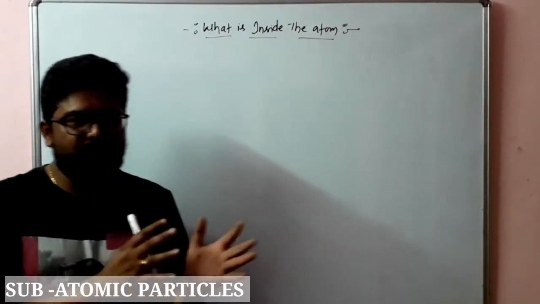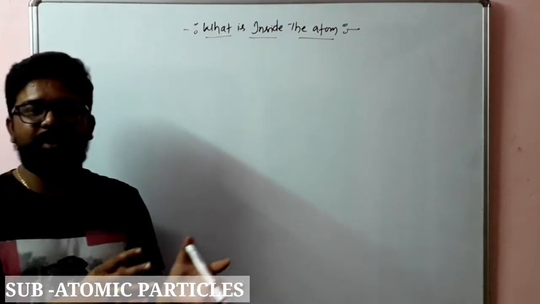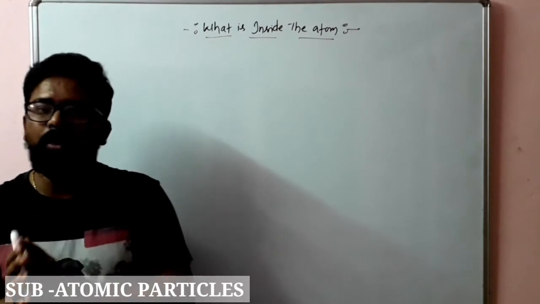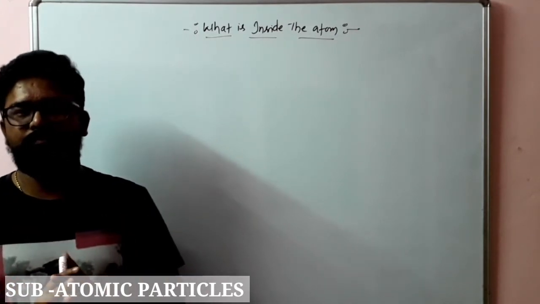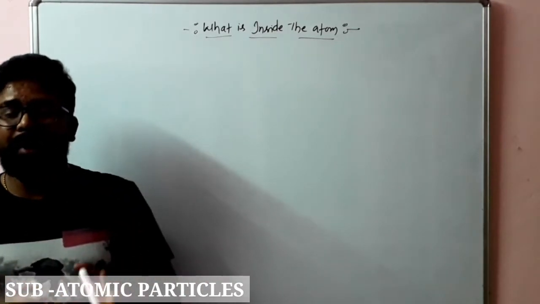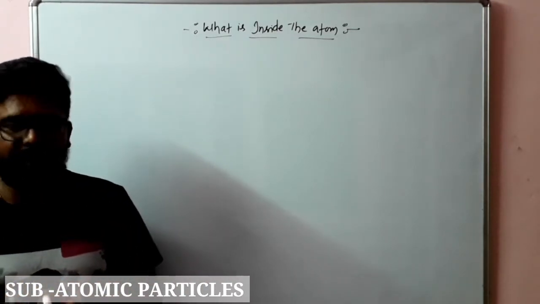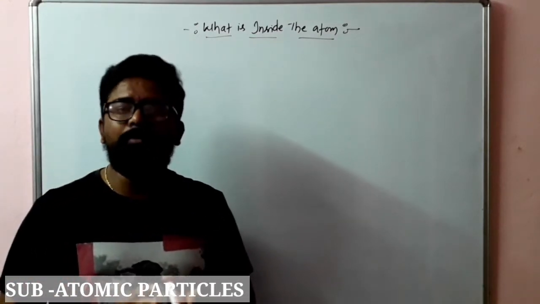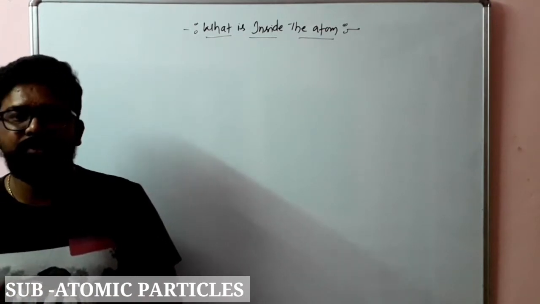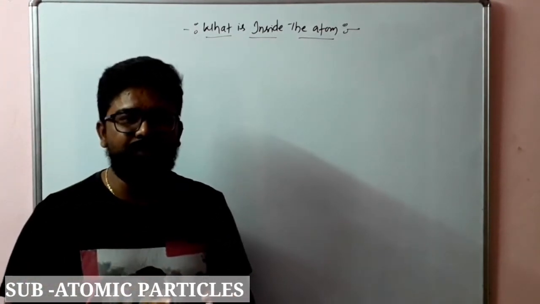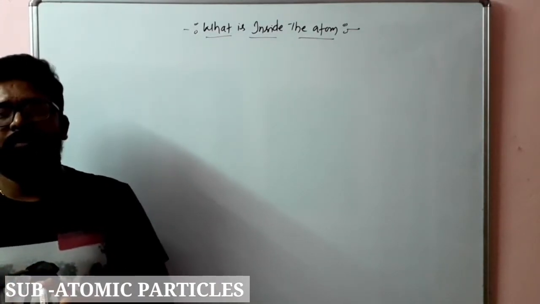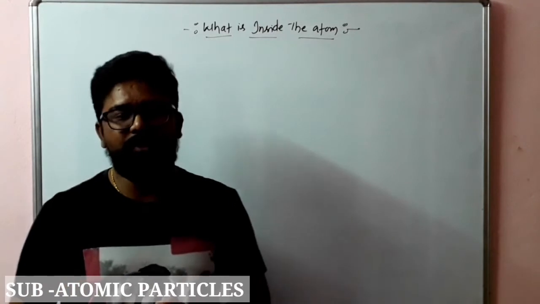So children, in our previous chapter, that is, atoms, molecules and ions, you must have already studied that all matter is made up of atoms. Okay, and the scientist John Dalton said, and he was the first one to propose an atomic theory, that all matter is made up of atoms. An atom is the smallest particle which is indivisible. Atoms of an element are identical, and atoms of other elements are different from each other.